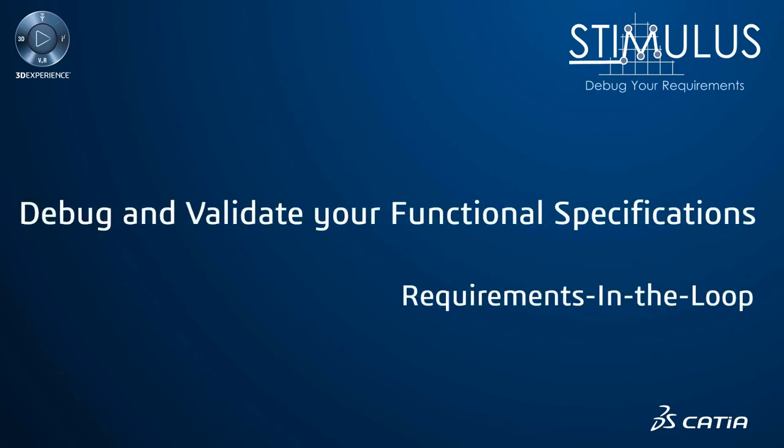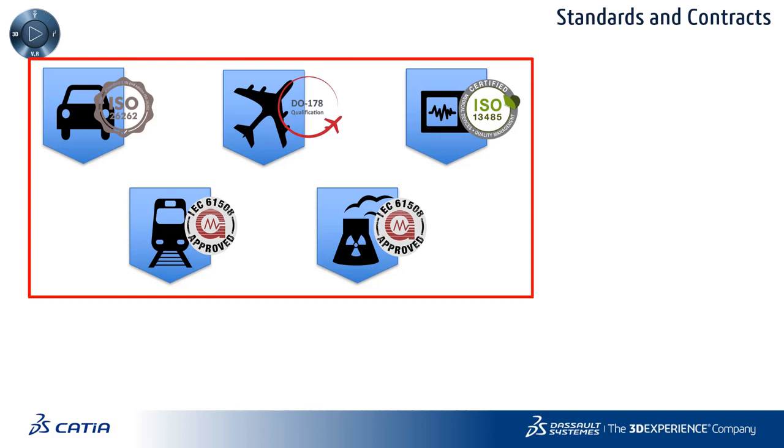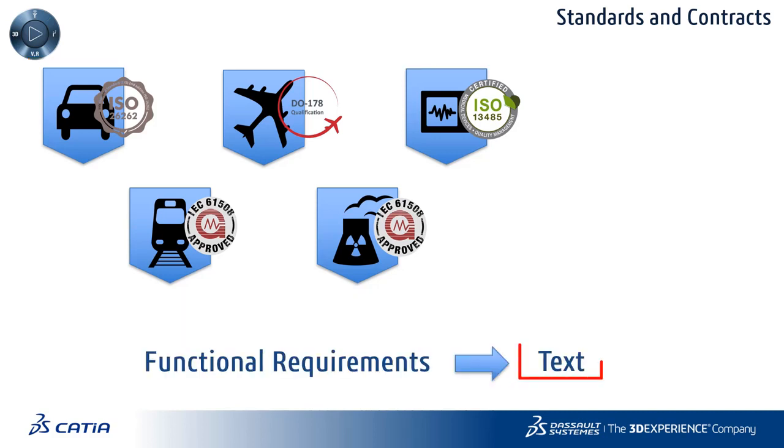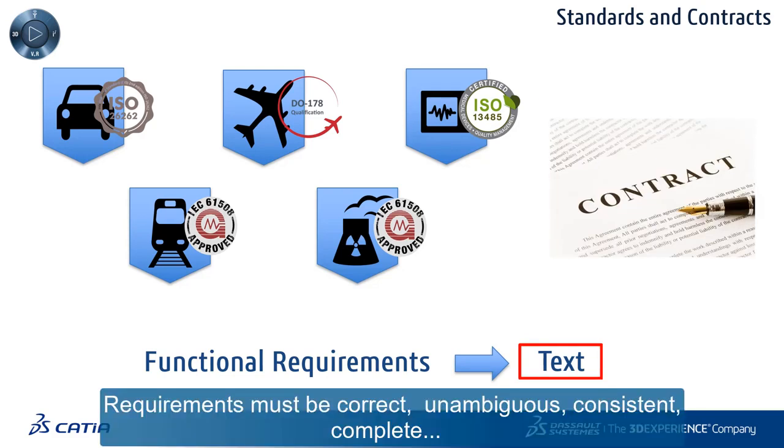Hello. For critical embedded systems, either standards mandate that functional specifications are based on textual requirements, or the latter are part of the contractual agreement. Therefore, it is imperative that what we write is what we mean, with no ambiguities, omissions, or errors.